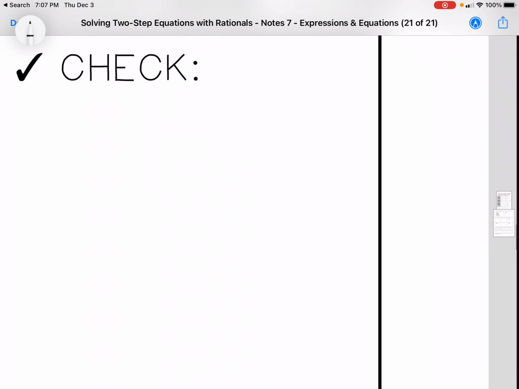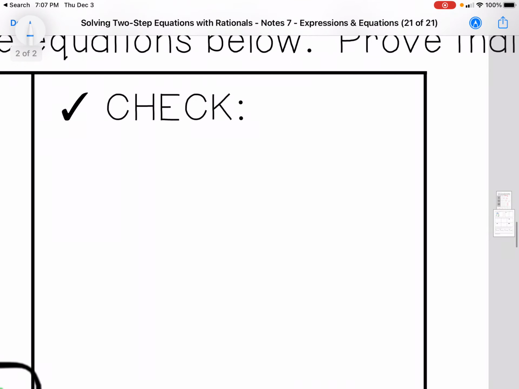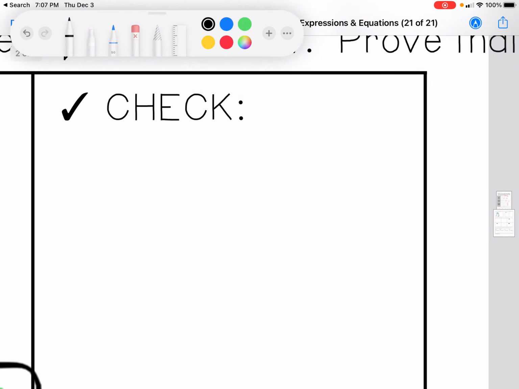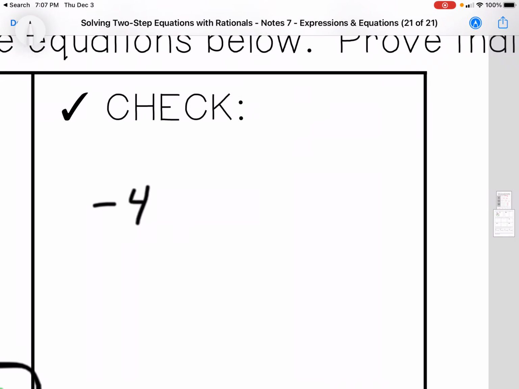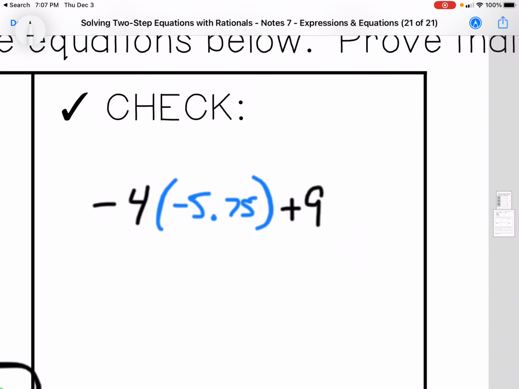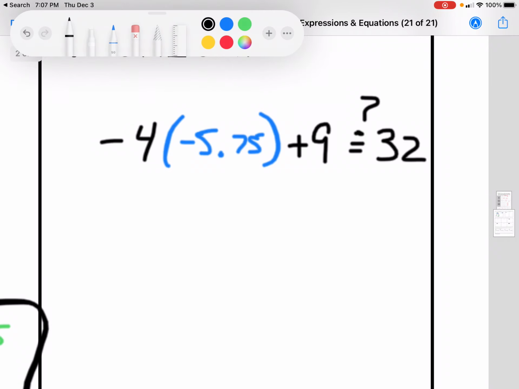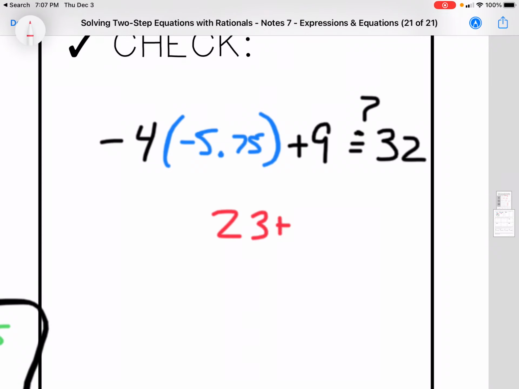How would you check your work? You're going to take the answer that you got, which was -5 3/4, and you're going to plug it back into the equation. So you're going to take -4, and then what we got for k, which was -5.75, plus 9, does that equal 32? Put the question mark because I'm asking, does it? Okay? Well, when you work that out on your handy dandy calculator, you're going to end up getting 23 plus 9, which is 32. Does 32 equal 32?